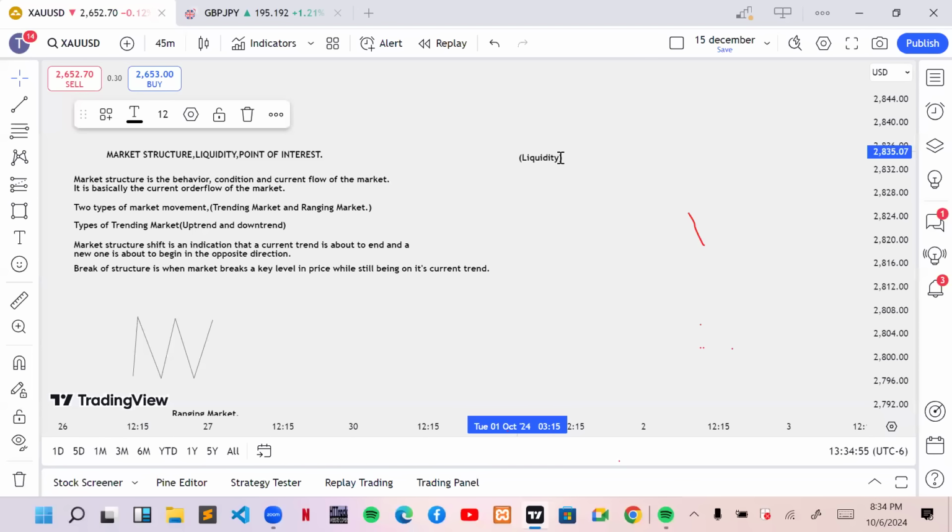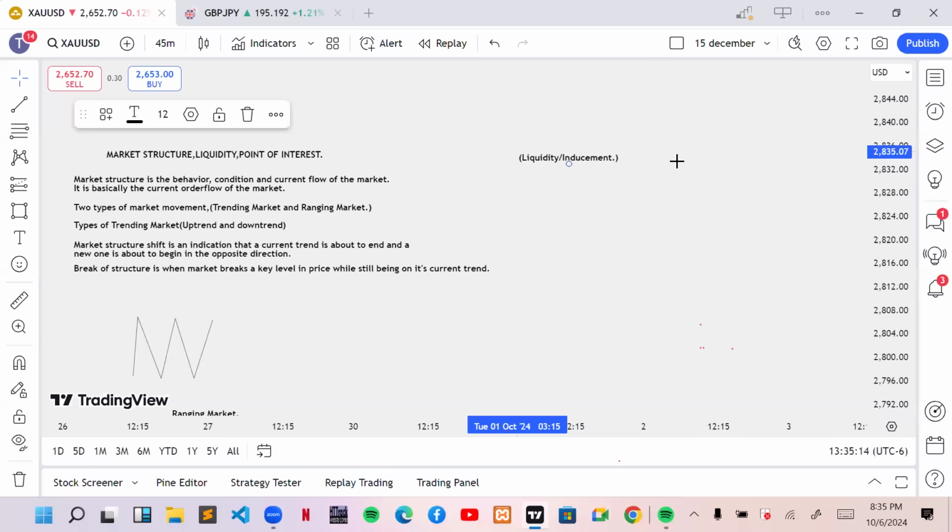So what I use as my liquidity for taking my entries is inducement. That's what I use as my liquidity. Now what is an inducement? An inducement is the first valid pullback that the market makes after a break of structure or a market structure shift.